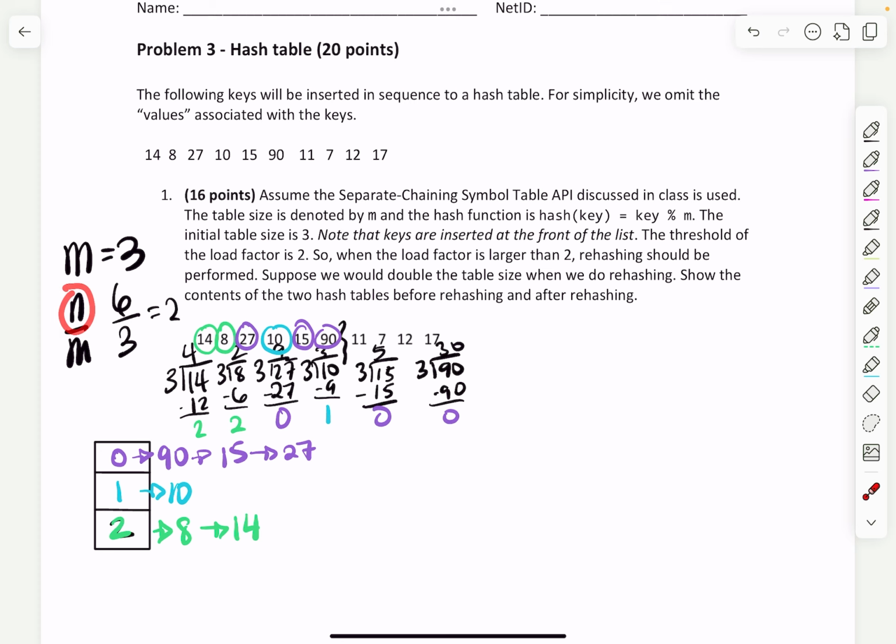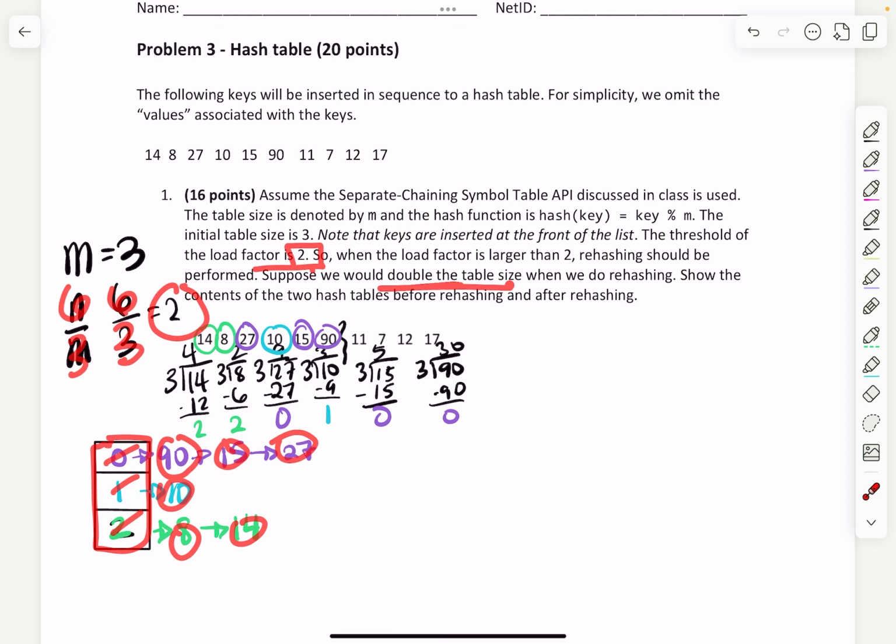Why? What's the number of keys that we have? We have 1, 2, 3, 4, 5, 6. 6, right? What's the size of our array? 3. 1, 2, 3 boxes. 3. 6 divided by 3 is 2. So your load factor is 2. That means you have to double the table size.